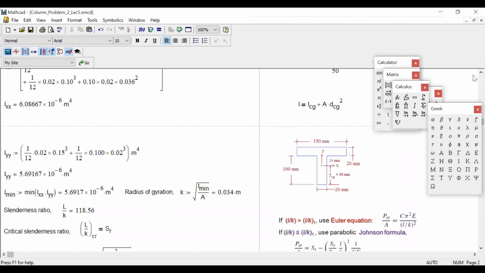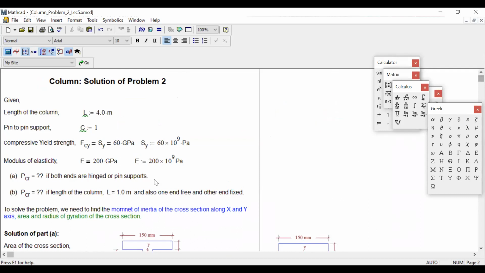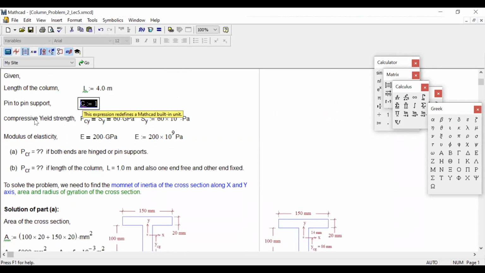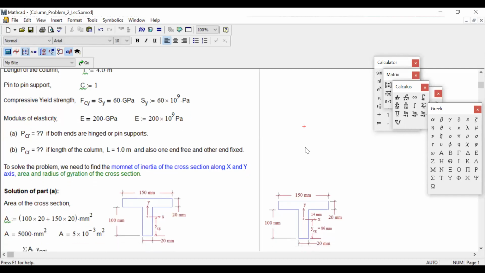Right over here. Okay, so length of the column L equal to 4 meter. For pin to pin support C equal to 1. And compressive yield strength, I put SY, you can put sigma Y, same thing. Sigma Y, FY or SY, same thing. So this is compressive yield strength. Modulus of elasticity, you convert from gigapascal to pascal. This data is given.